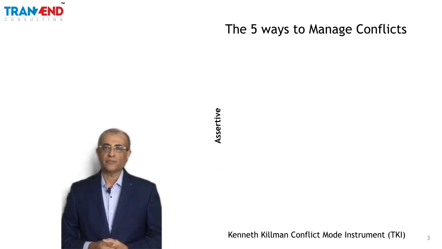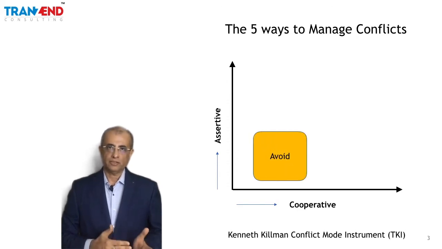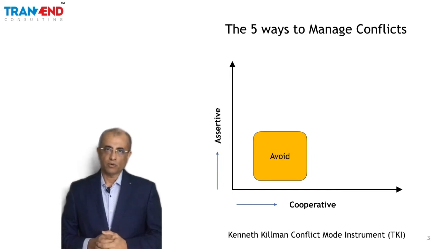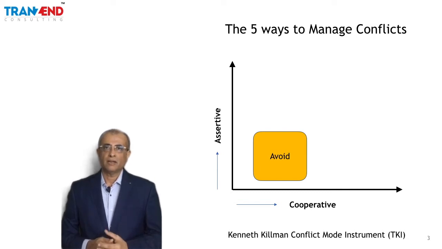Now, as you can see, avoid is way down on both assertion and cooperation. Now, this is an approach in which we walk away from the conflict. We don't engage in any discussion, argument, sharing of point of view, or listening to the other person. We just ignore and move away from the conflict. Now here you'd say that this doesn't seem like an option at all. How am I managing a conflict? By staying away from it.